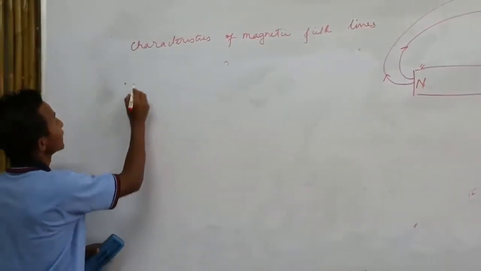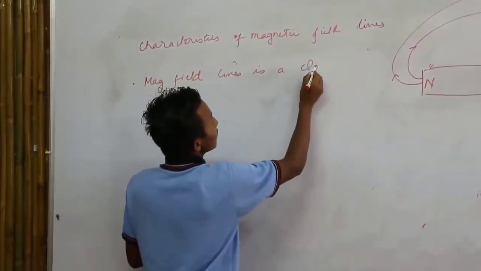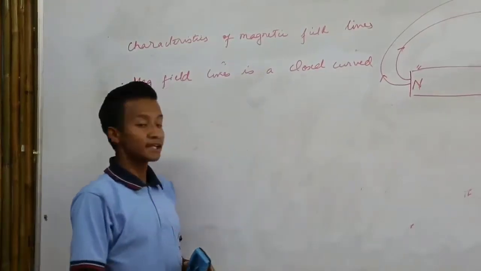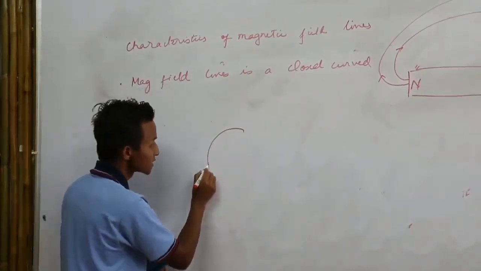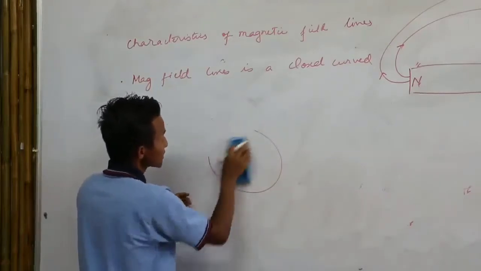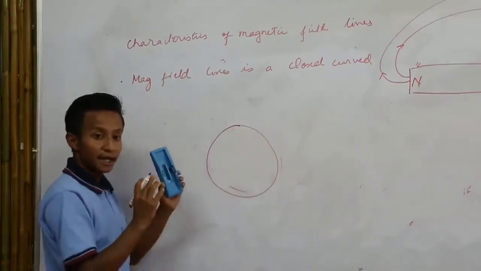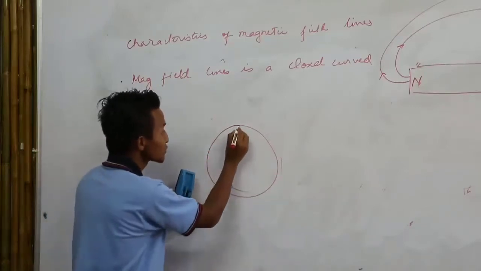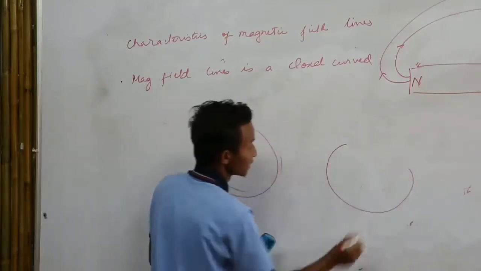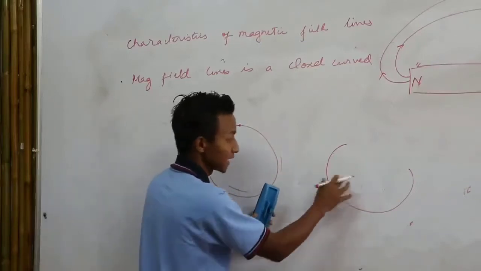Point number 1. Magnetic field lines are closed curves. And what is a closed curve? A closed curve is something which is not open. Let me consider this curve. As you can see, this is closed, right? Because I start from here and end up here. The starting point and the ending point meet at this point, so we get a closed curve. Compare with this: I start from here and end up here. The starting point and the ending point do not meet each other, so this is an open curve, right?